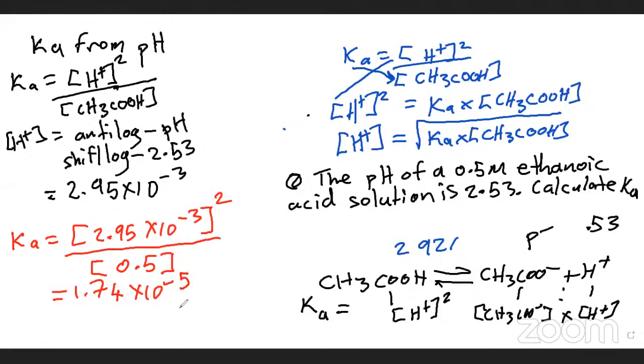In the first question, I gave you the Ka, 1.74 times 10 to the minus 5, and the concentration, and asked you to find pH. You got a pH of close to 2.53, right? So all I did now was give you the pH and the concentration and ask you to find Ka. Let me look for one now, and you will do it yourself.